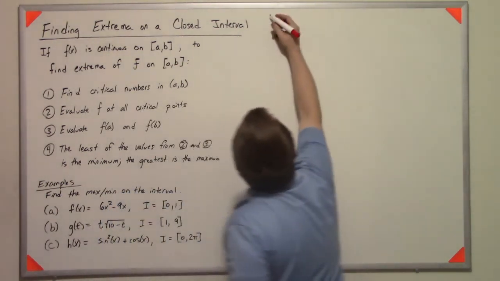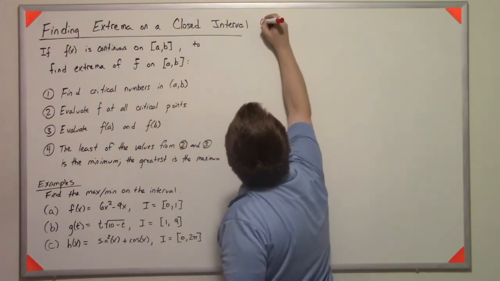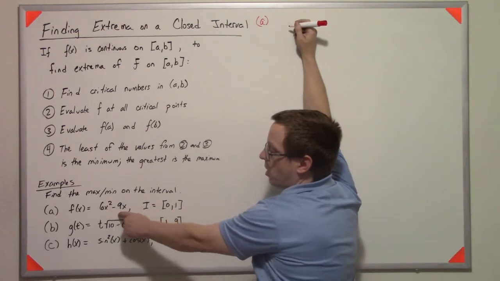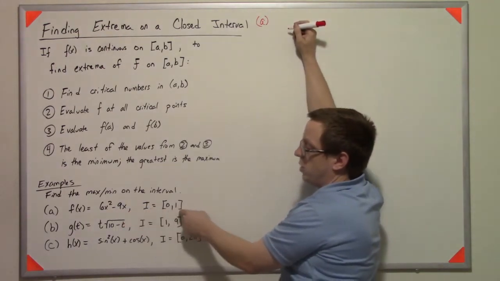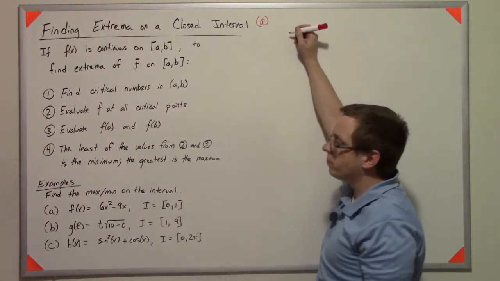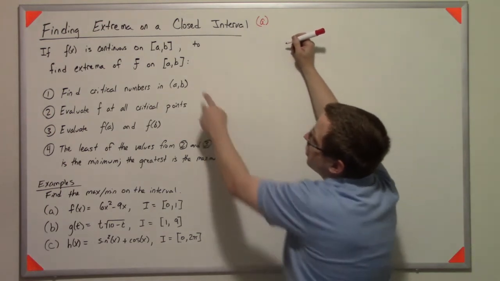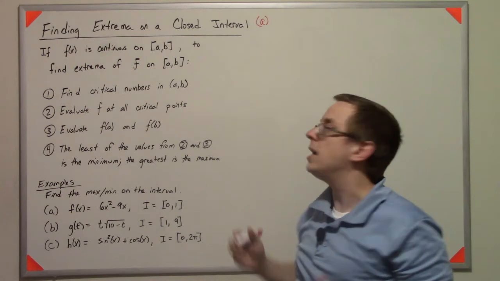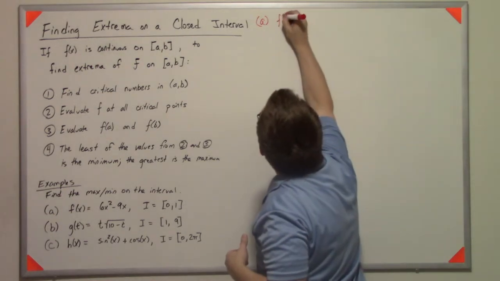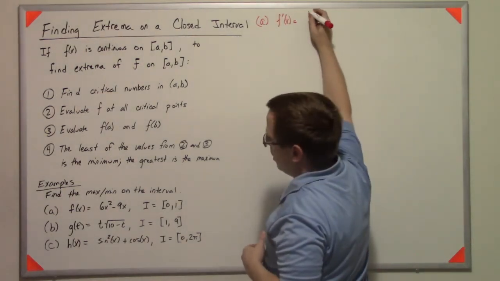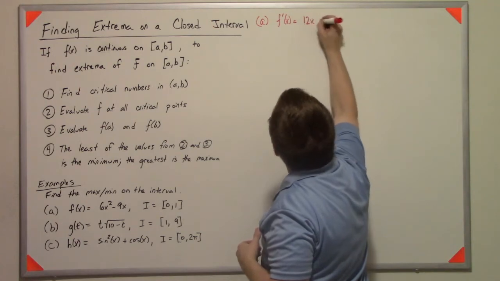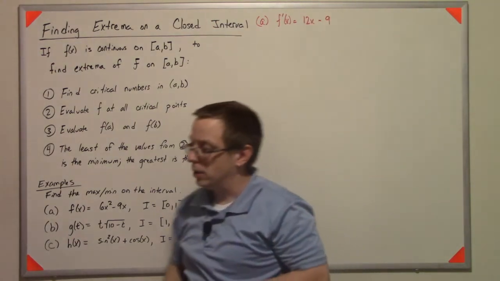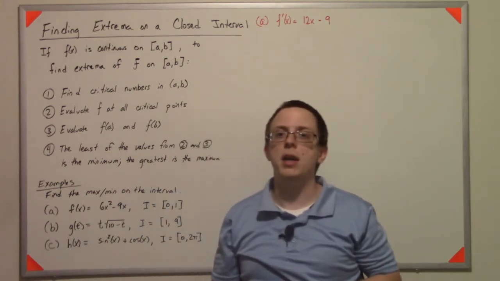So the first one is f of x equals 6x squared minus 9x, and we're going to go from 0 to 1. So the first thing we have to do is find the critical numbers in (a, b). So we have to take its derivative. We have to say f prime of x is 12x minus 9.